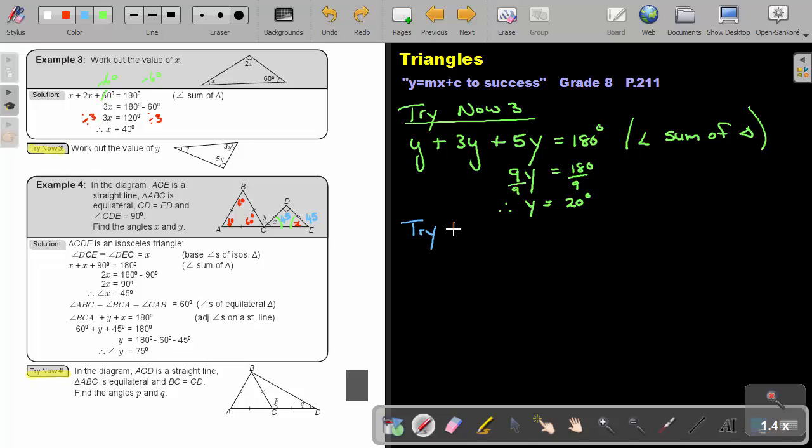So we're going to do Try Now 4. Okay, let's go through the sum. In the diagram, AC is a straight line, CD. AB is equilateral. Now, as soon as you see equilateral, already go and fill in that all the angles will be equal and all of them will be 60. And BC equals CD. BC equals CD. That shows you it's an isosceles triangle.